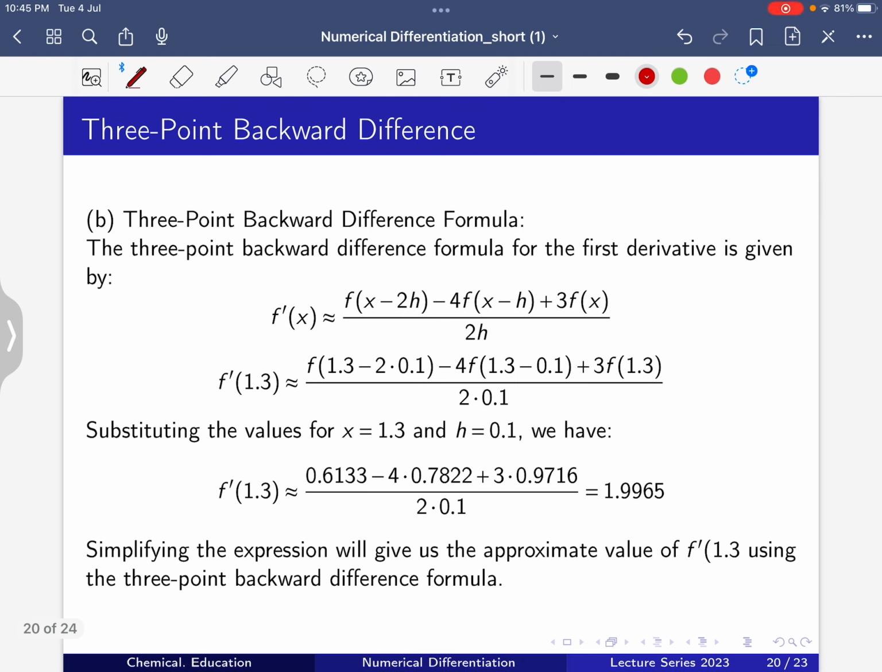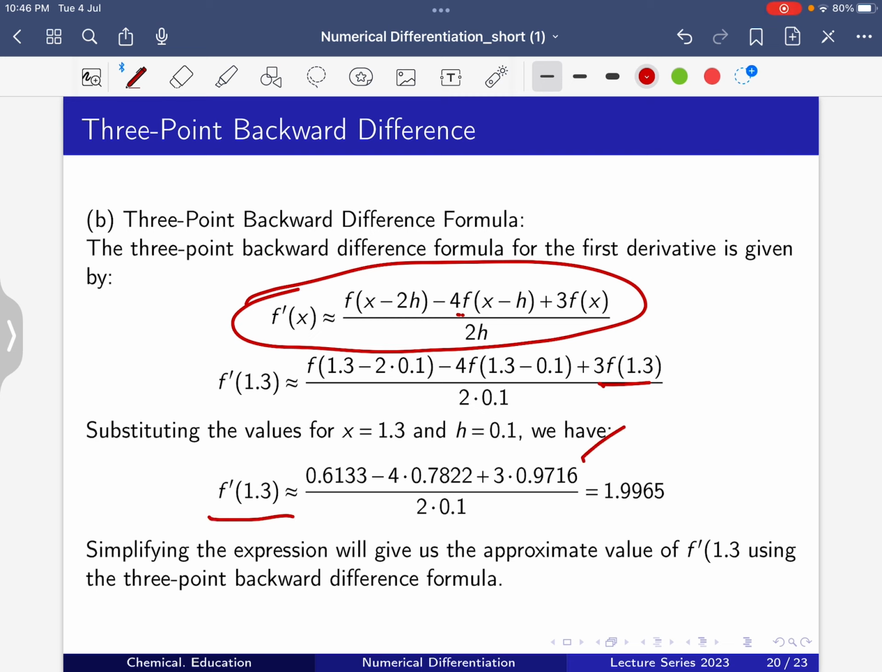Similarly, again the 3-point backward difference. Here the formula is important. If you know the formula you can do that. So f(x-2h), where x is 1.3 and 2h means 2 into 0.1, and then 4f(x-h), where x is 1.3 and h is 0.1, and f(x) at 1.3. All these function values are given in the data points. Now if you plug all this in, f'(1.3) is 1.9965. So it is nearly similar between forward as well as backward.